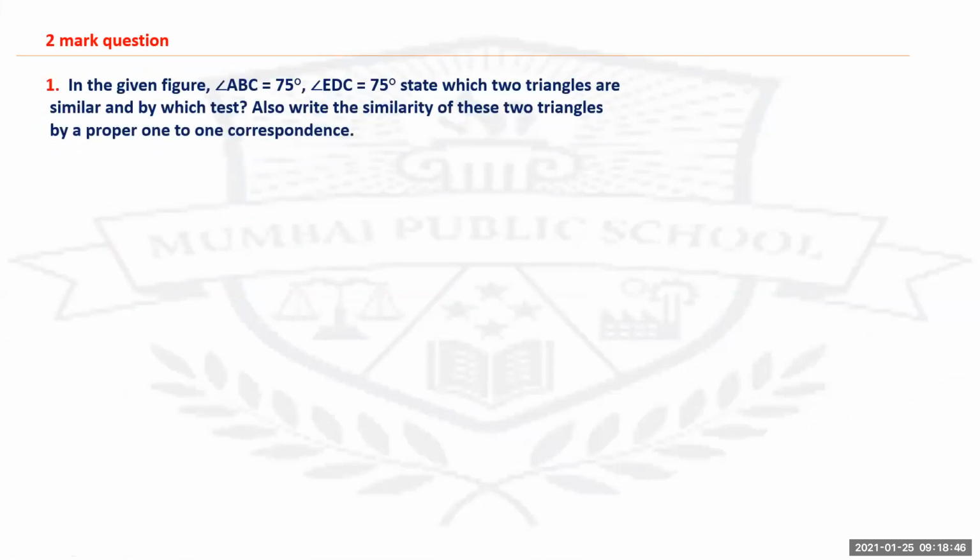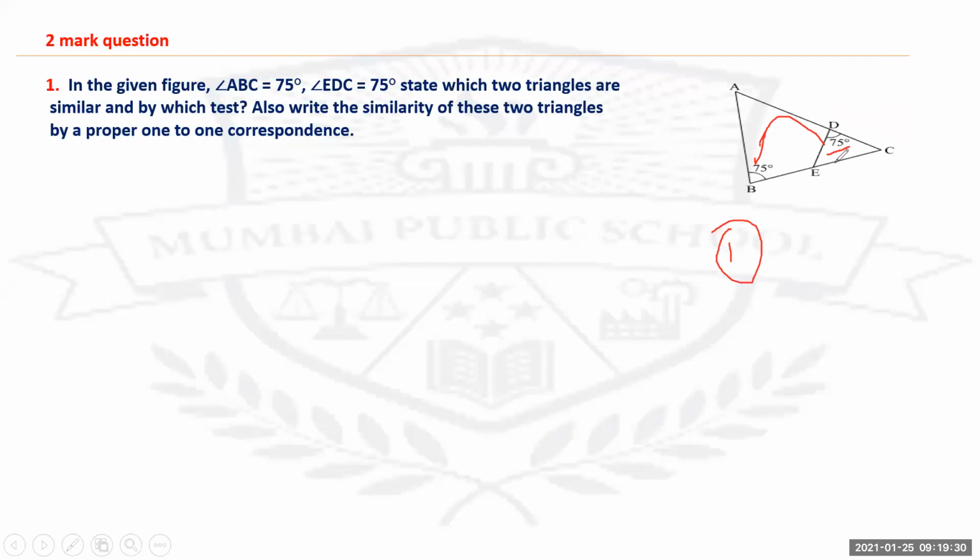Now here you will get a 2-mark question. See, in the given figure, angle ABC equals 75 degrees, angle EDC equals 75 degrees. State which two triangles are similar and by which test. Also write the similarity of these two triangles by a proper one-to-one correspondence. So this is the figure which is given. Now remember, in most cases, 90% of the time, we apply the angle test. That is very easy to apply. Check this pair: one pair of angles congruent.